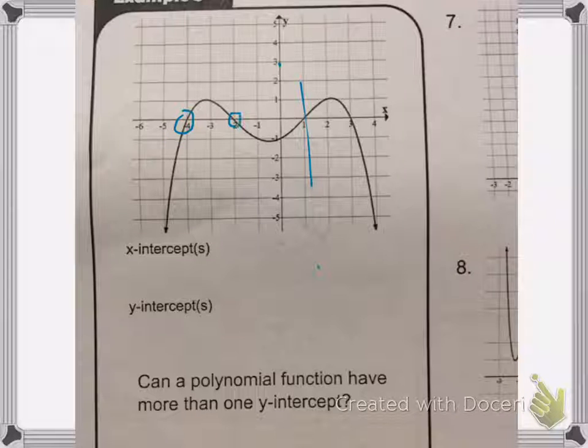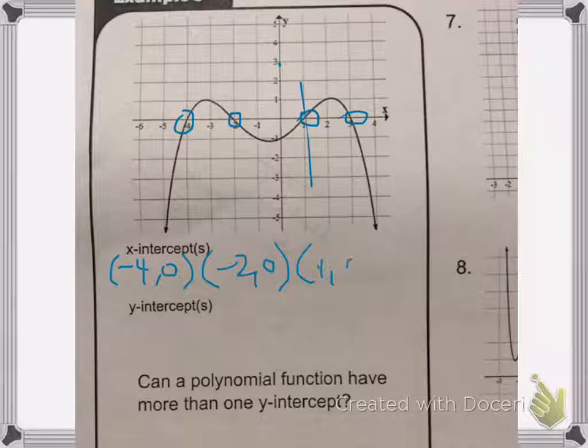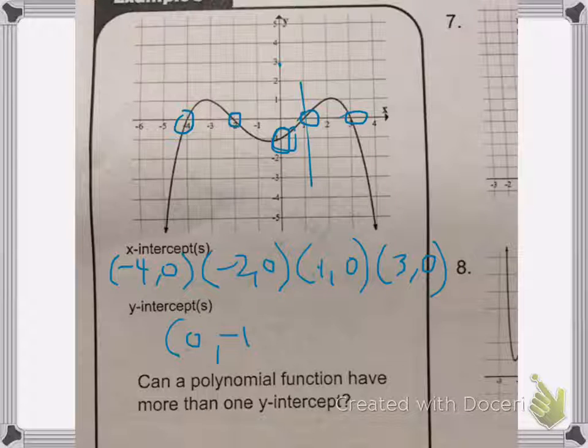Alright, so our x-intercepts are where our graph touches or crosses the x-axis, and we have that happening 4 times here. So we're just going to write those solutions as ordered pairs. Our first one would be -4, 0. We have -2, 0. We have 1, 0. And then 3, 0. If you notice, our ordered pairs all have 0 for their y value. That happens every time you have an x-intercept. And the opposite happens when you have a y-intercept. So that ordered pair will be 0, -1.